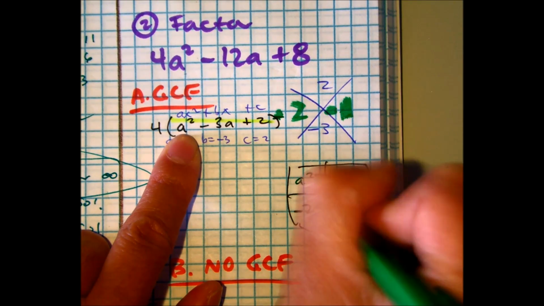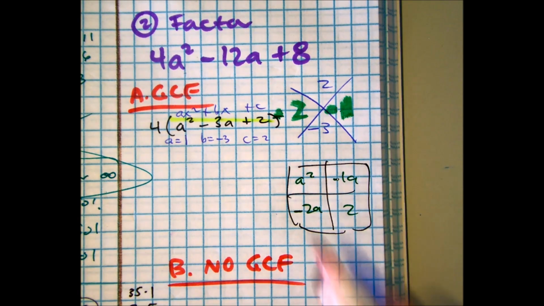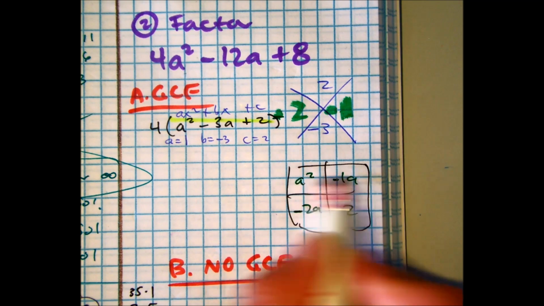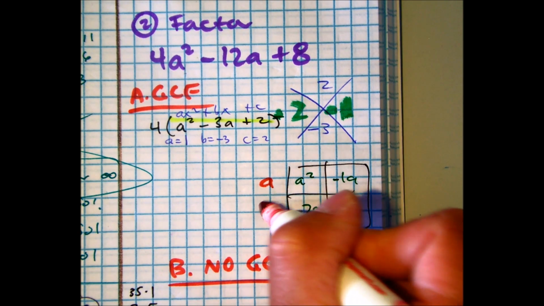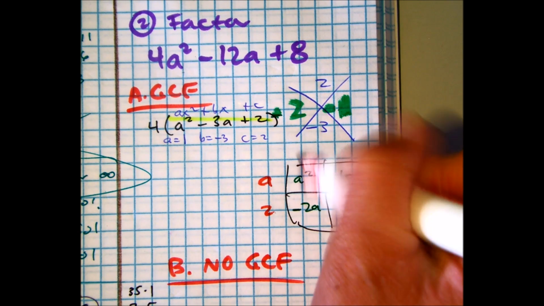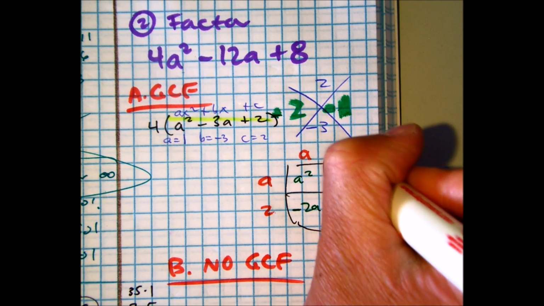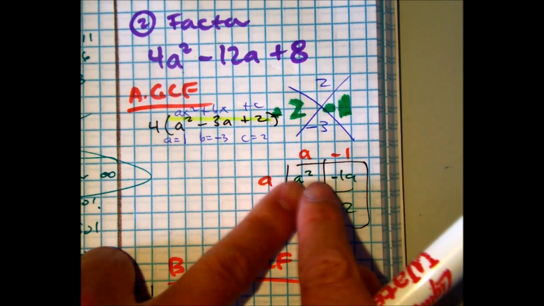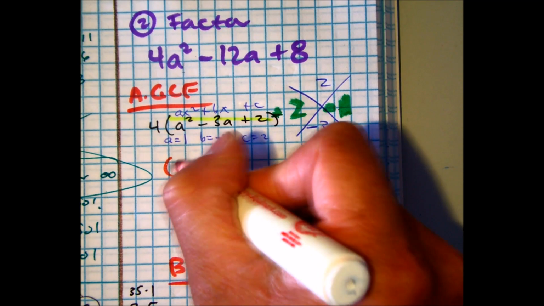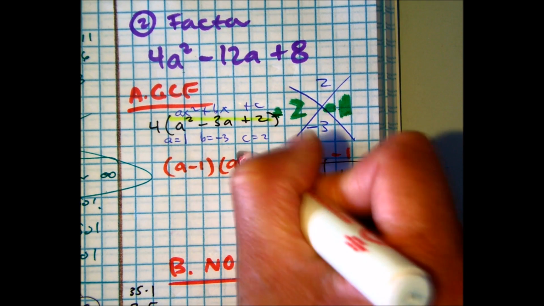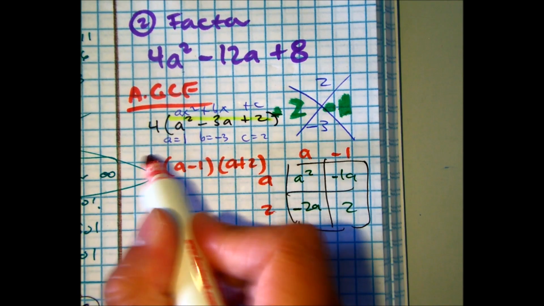First term, a squared. C value is 2. GCF? A. 2. Instruction? 1. -1, right? And then you can multiply to check your answers. See that? The answer is not a minus 1, a plus 2. You have to include that GCF, and this is your answer.